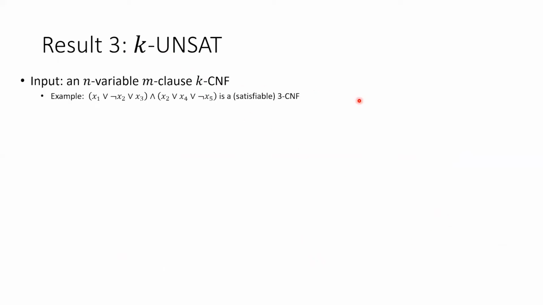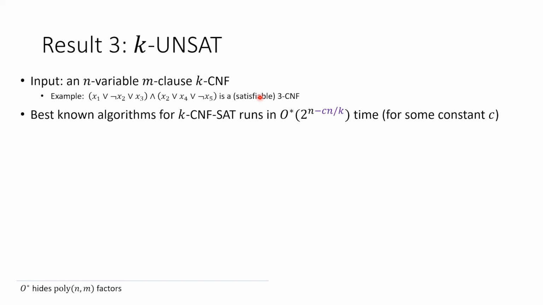Our third result is about k-SAT. Suppose we're given a k-CNF. The brute force algorithm for deciding whether this k-CNF is satisfiable or not runs in roughly 2 to the n time. But there are faster algorithms which achieve an improvement of a constant times n over k on the exponent. Here we are ignoring factors that are polynomial in the input size.